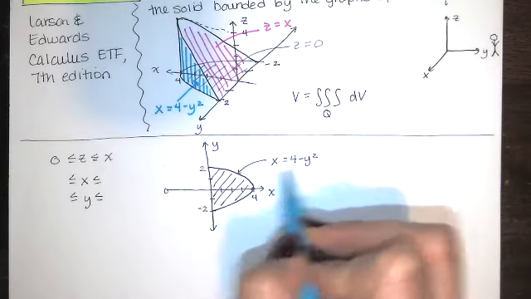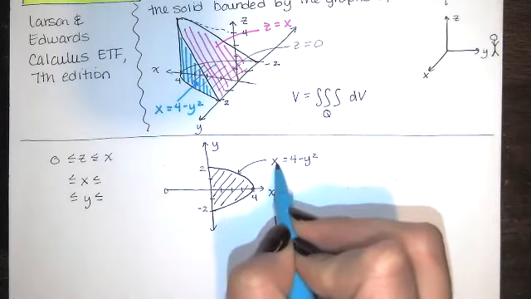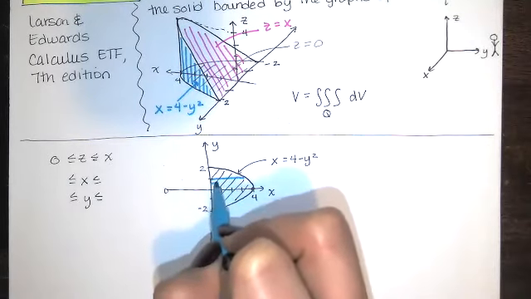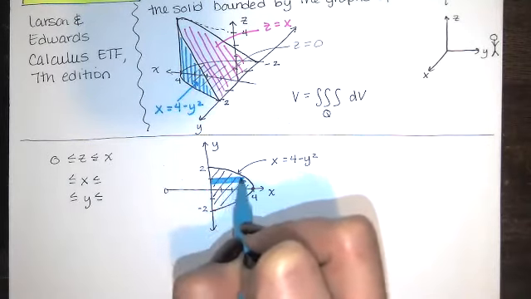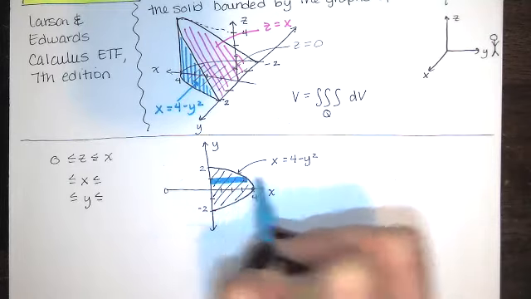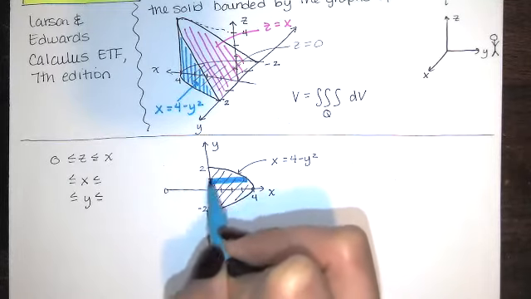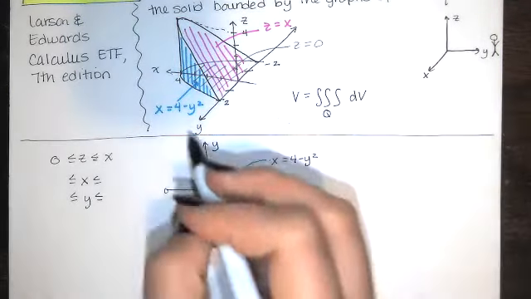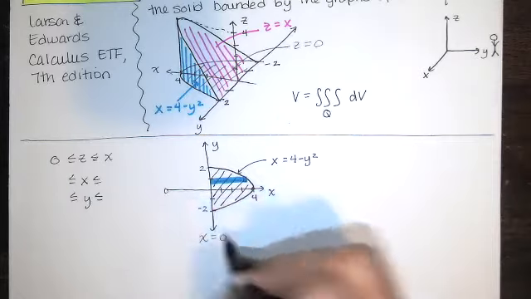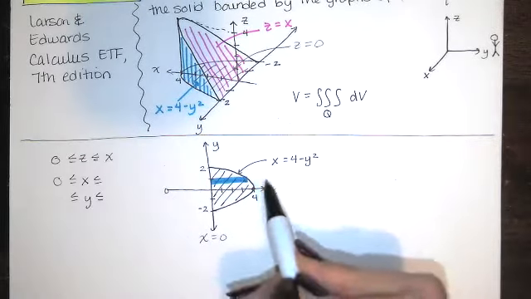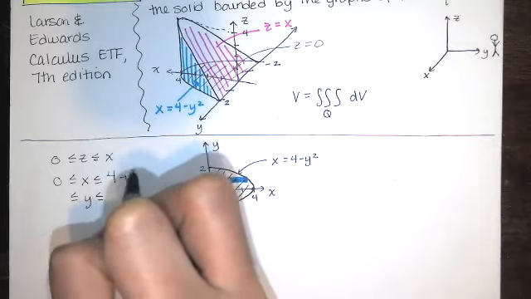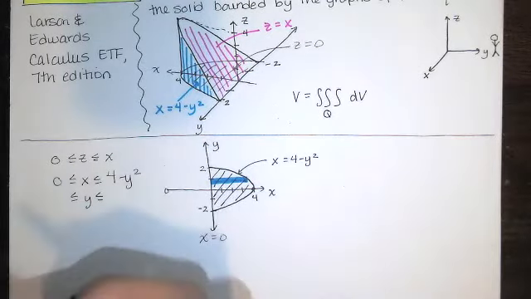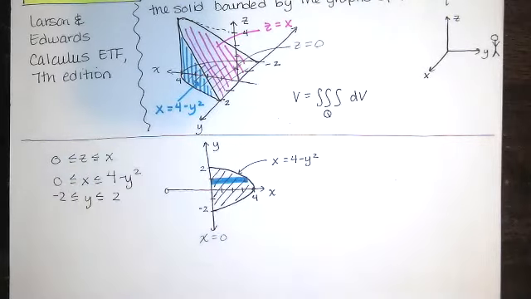Since I already know the equation of this curve, with x as a function of y, I think it makes the most sense to let x go from a function on the left to a function on the right, while y goes from a bottom number to a top number. So the function on the left is just the y-axis, which is given by x equals 0. And the function on the right is x equals 4 minus y squared. As x goes from here to here, y goes from -2 to 2. That's one way of doing it.